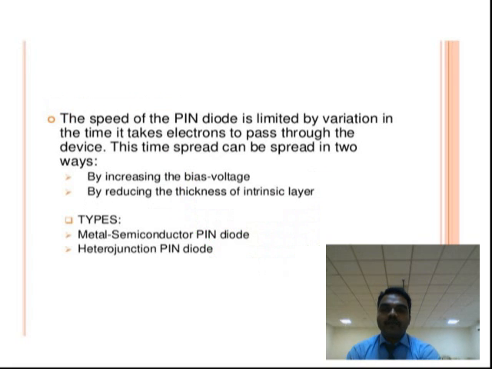The speed of the pin diode is limited by variation in the time it takes electrons to pass through the device. This time spread can be reduced in two ways: one is by increasing the biasing voltage, or by reducing the thickness of the intrinsic layer. There are two types of pin diode: one is the metal semiconductor pin diode and the other is the heterojunction pin diode.